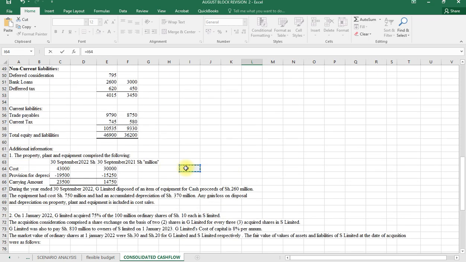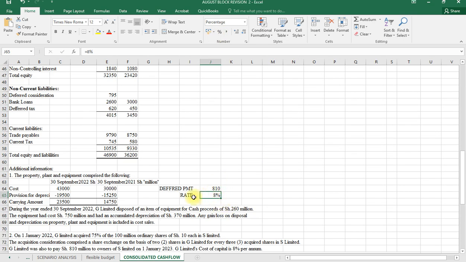So we shall have the rate. So deferred payment, this is a PMT, which is 810 at a rate of 8%. So this one I can convert into percentage, 8%. I need to get the present value because the time is 1 year. We are deferring for a period of 1 year.